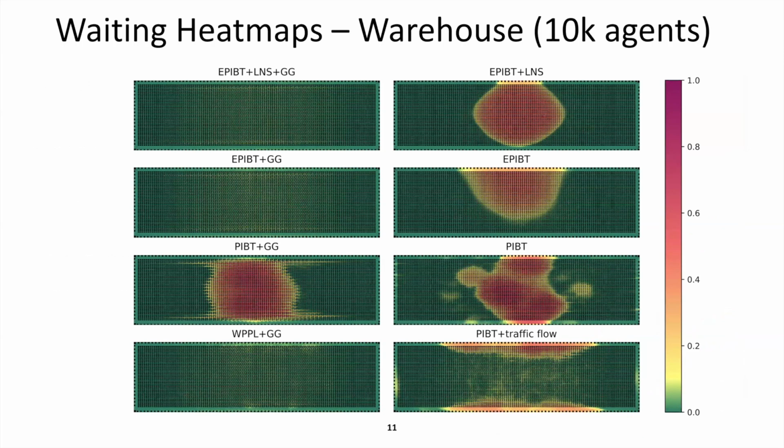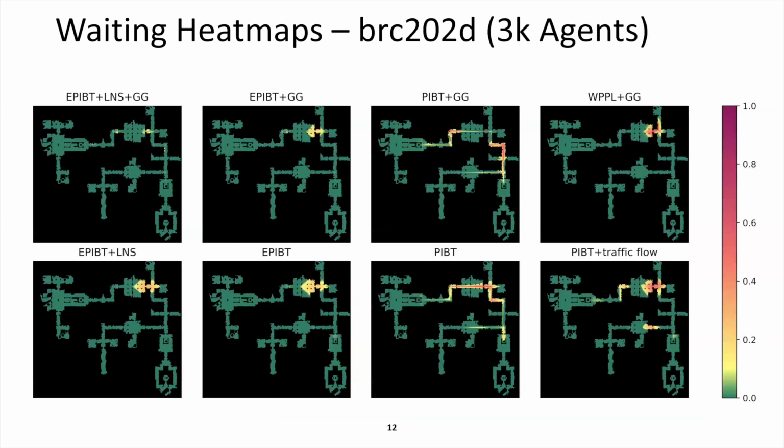Our decision time is actually substantially higher than the runtime of the classical PIBT algorithm, but it provides much better results, much better throughput. Here are some demonstrations of waiting heat maps. You can see where agents perform wait actions during the episode, and as expected, graph weights allow us to distribute agents more evenly over the map, and reduce the overall congestion and number of waiting actions.